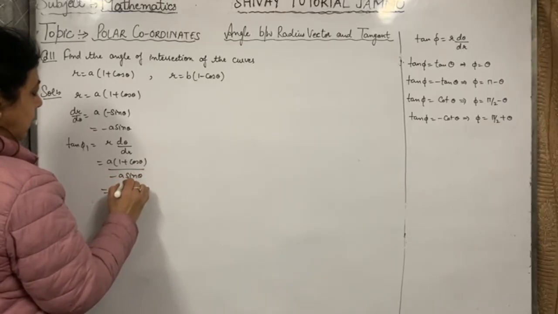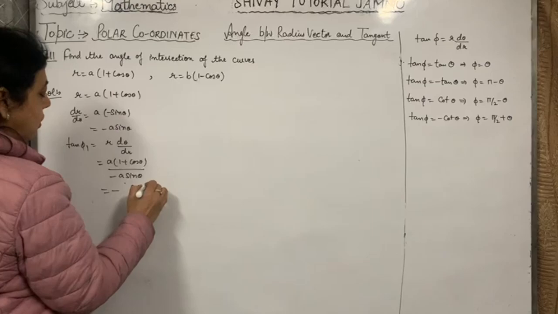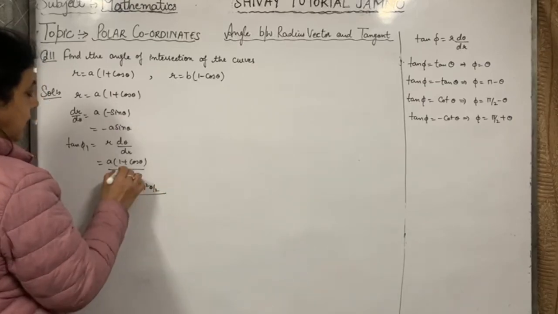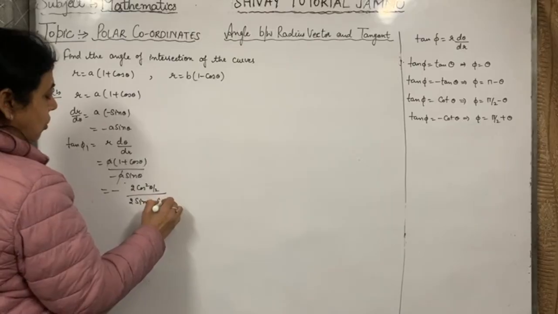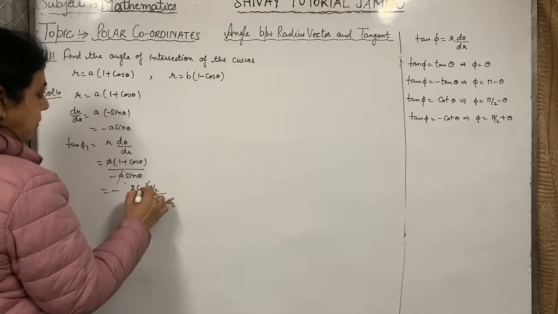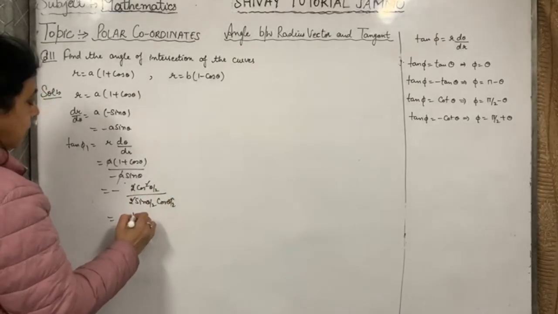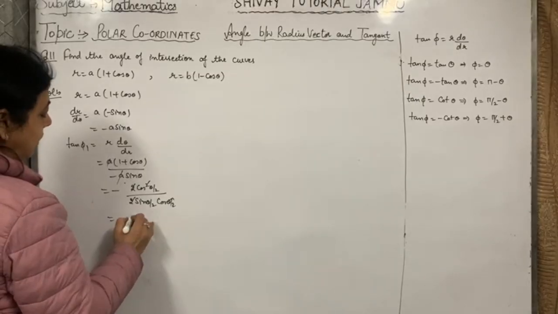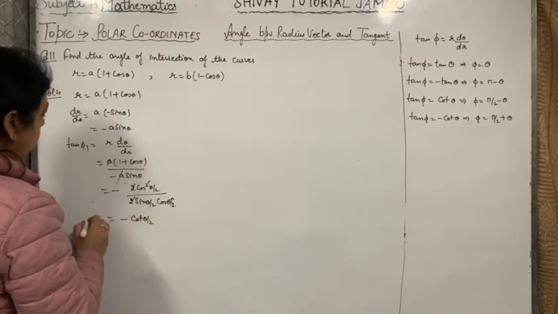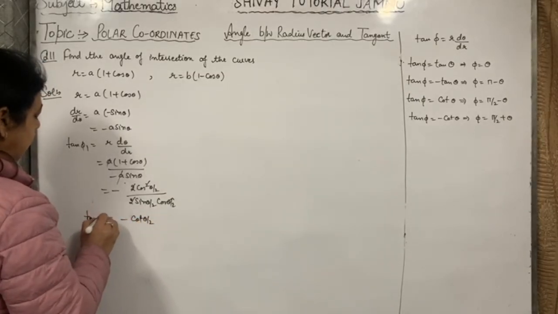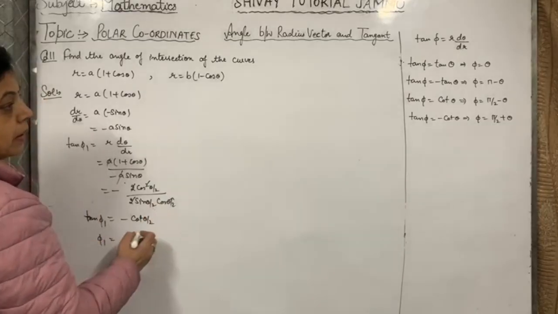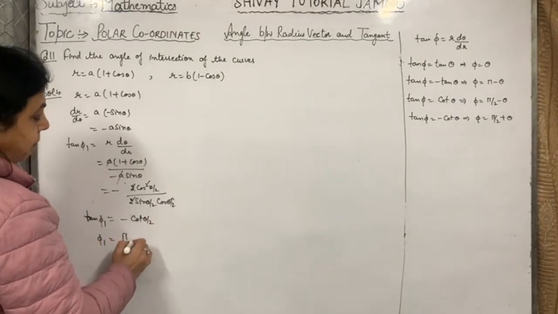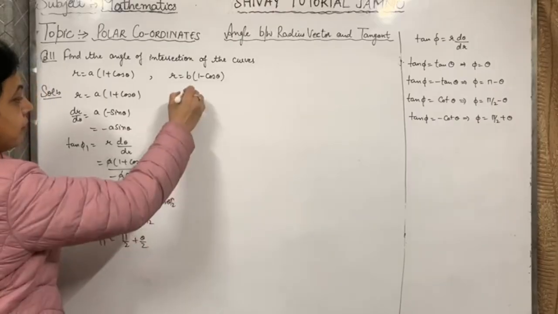1 + cos theta is 2 cos square theta by 2 and sin theta is 2 sin theta by 2 cos theta by 2. Cos theta by 2 cancels, this cancels, leaving -cot theta by 2. So tan phi 1 is -cot theta by 2, then phi 1 will be pi by 2 + theta by 2.